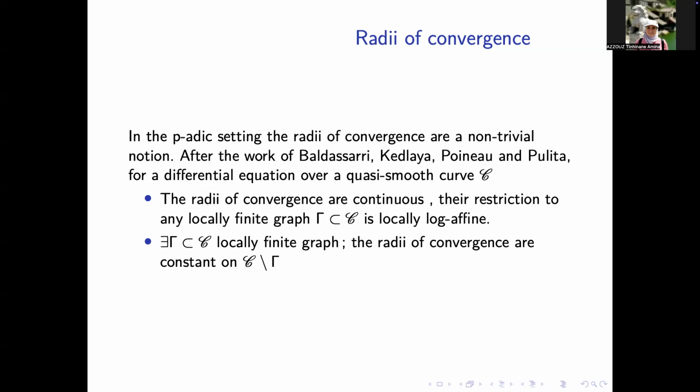And there is something really nice about the radius of convergence. We know that they vary. However, hopefully, they vary only on a locally finite graph, which means that outside this graph it is locally constant. When I remove this graph from the curve, what remains is a union of open disks, and over each disk it is constant.